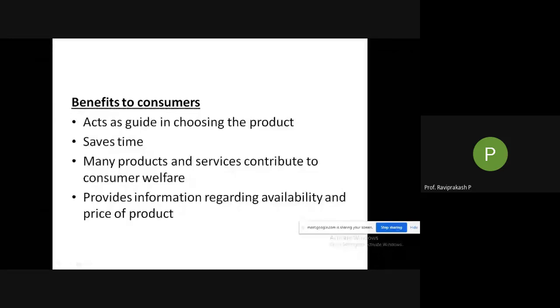Okay, it saves time. So he'll not open his laptop or go to the market and keep on checking with other people. He can do that also, but instead of doing all those things, he'll just see the ads. If he likes it, he goes and buys. So his time is saved. Okay, so all the advertisements about the product and knowledge sharing by the company to the consumers save time. Okay, next is many products and services contribute to consumer welfare. So there are many products and services which will help the consumers in making himself or herself.